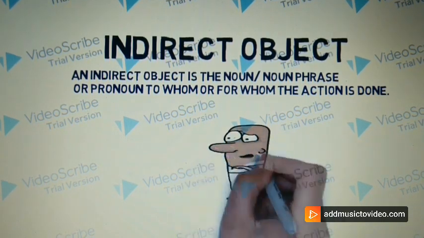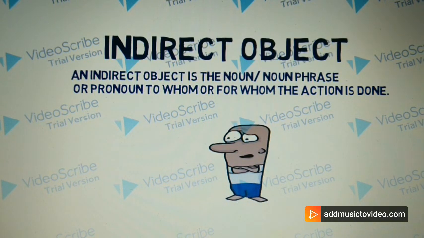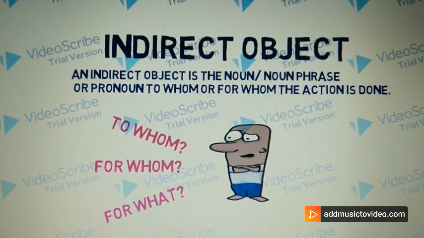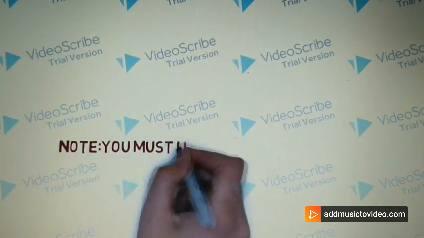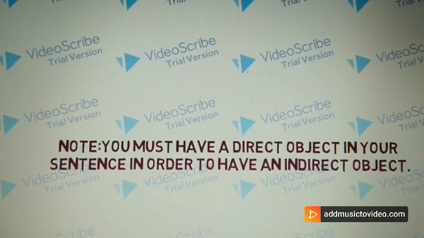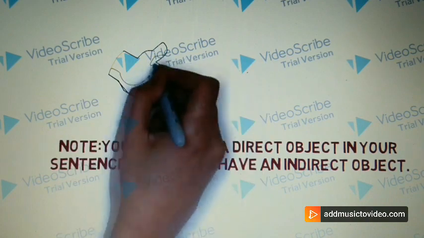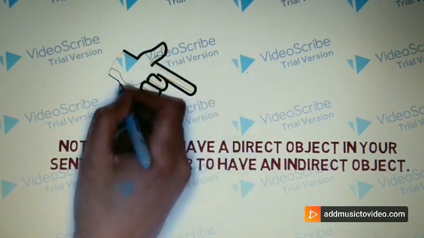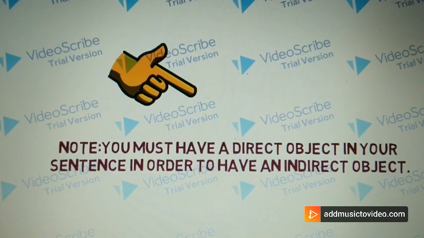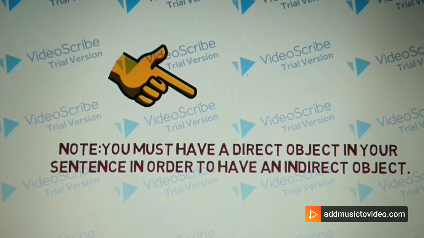How are you going to identify an indirect object? An indirect object answers the question to whom, for whom, and for what. Now, there's an important thing to note. You must have a direct object in your sentence in order to have an indirect object. If your sentence does not have a direct object in it, it can never have an indirect object.